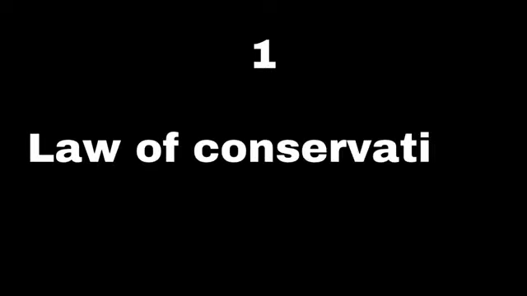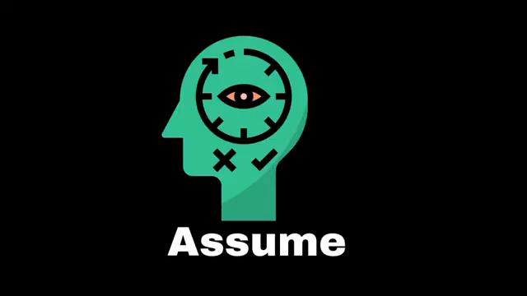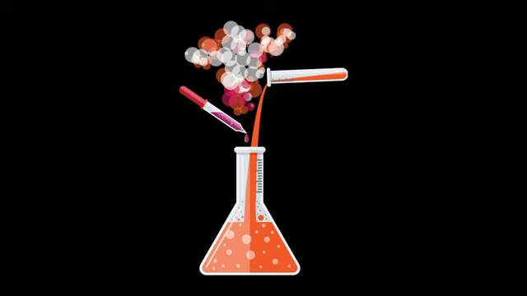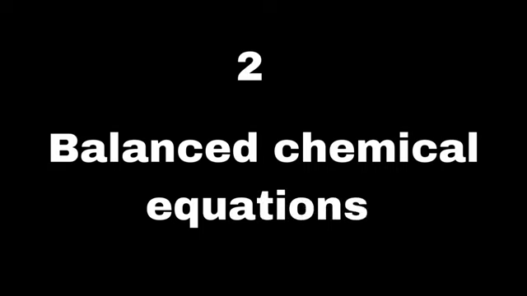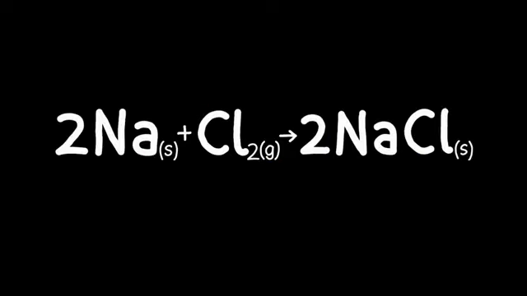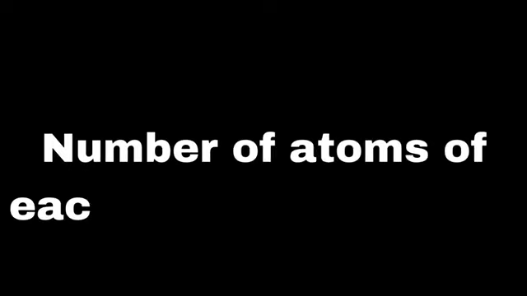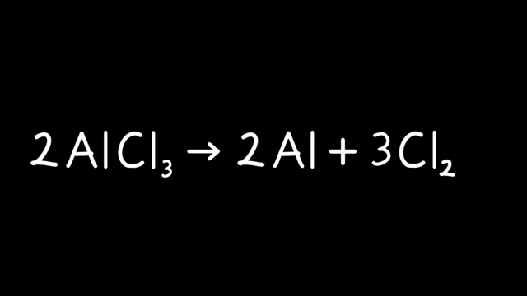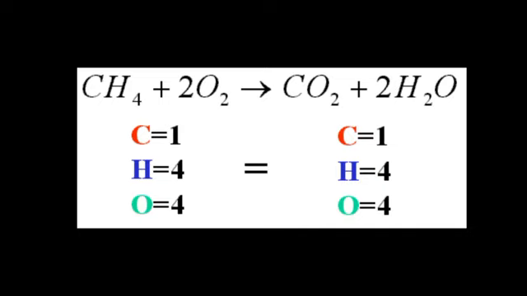Stoichiometry is based on a few key assumptions, like the law of conservation of mass. This principle assumes that matter is neither created nor destroyed in a chemical reaction. Therefore, the total mass of the reactants must equal the total mass of the products. Balanced chemical equations. Stoichiometry assumes that the chemical equation representing the reaction is balanced, meaning the number of atoms of each element is the same on both sides of the equation. This allows for correct mole ratios between reactants and products.